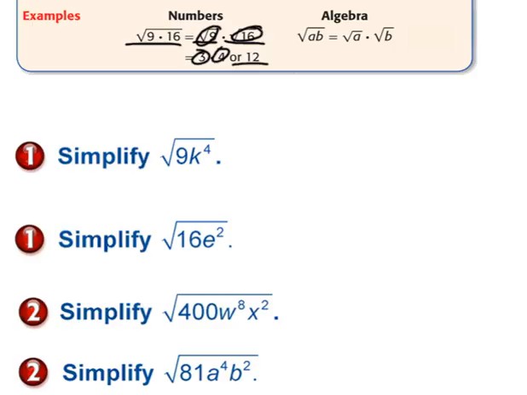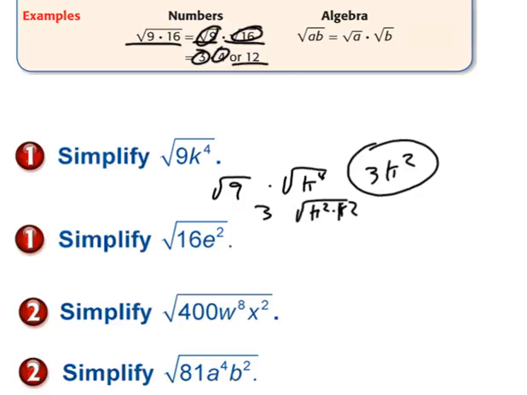The square root of 9k to the 4th, so that'd be the square root of 9 times the square root of k to the 4th. Square root of 9 is 3. The square root of k to the 4th, well, k to the 4th can be written as k squared times k squared. So the square root of k to the 4th is k squared, so it'd be 3 times k squared.